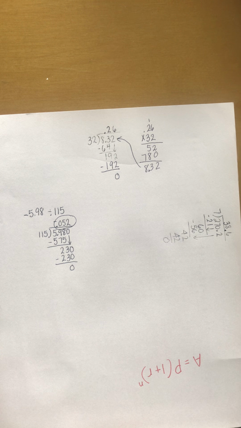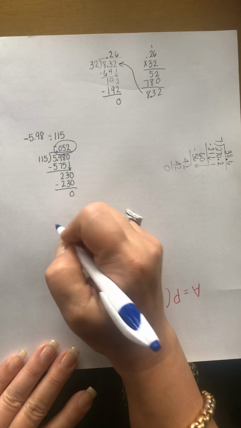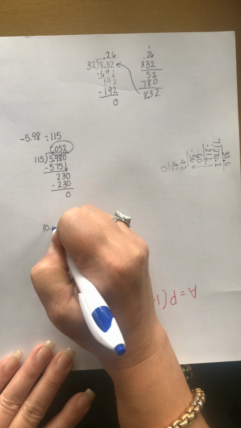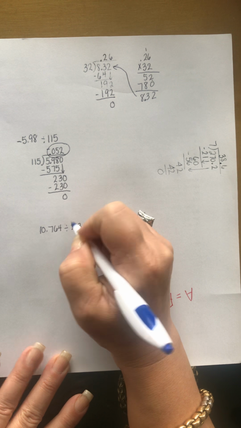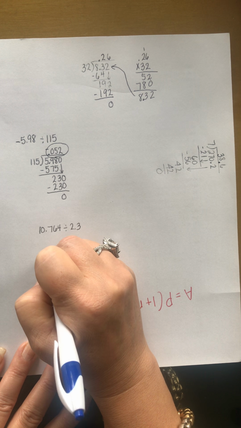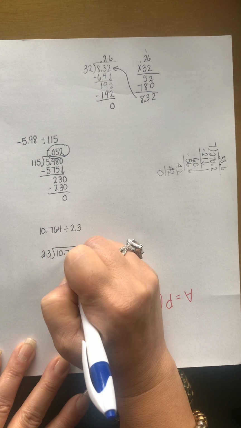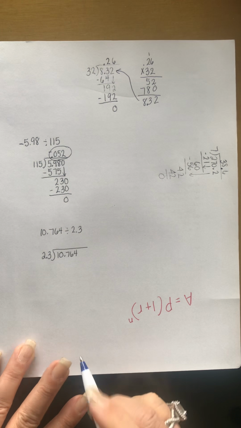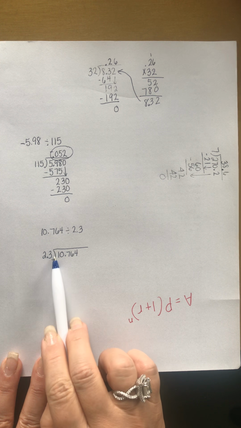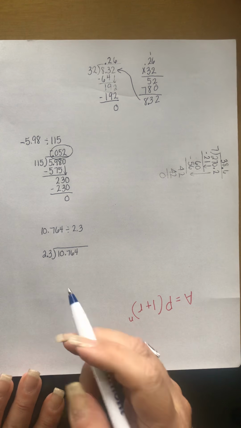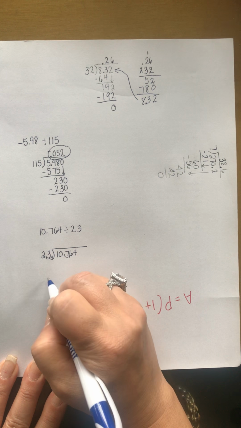Okay? So example number 4. We're going to divide 10.764 divided by 2.3. So in this example, you're going to see that there is a decimal in the divisor. When this happens, we have to move this decimal over 1. We want the divisor to be a whole number. So we're going to move this over 1, which means I'm going to bump this over 1 as well. You have to be fair.